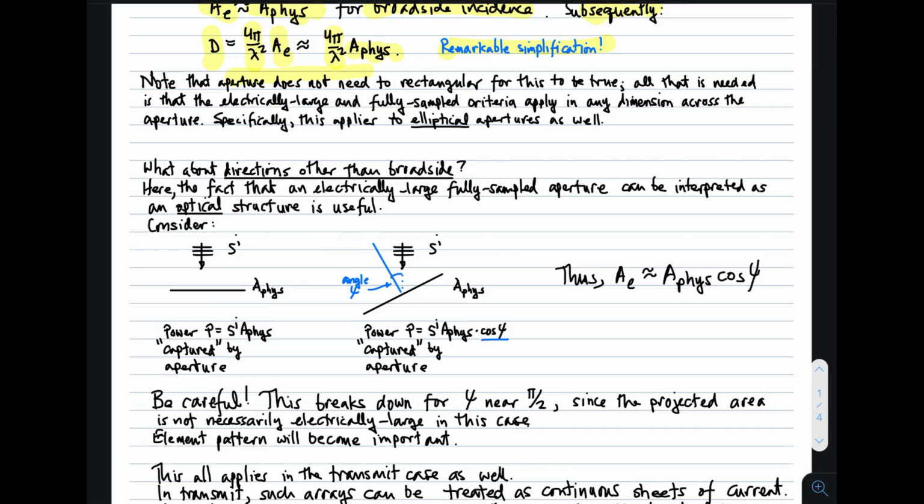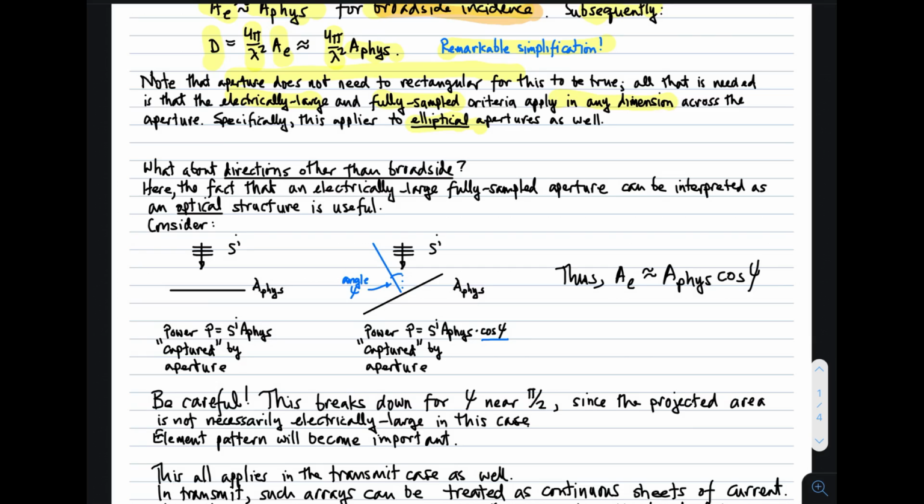Note that the aperture does not need to be rectangular for this to be true. All that's needed is for the aperture to be electrically large and fully sampled, and that the criteria apply in any dimension. Here it was simple because it's rectangular and there are two principal directions, but you can see that the same argument could easily be made for elliptical apertures as well. Okay, so this is all for broadside incidence.